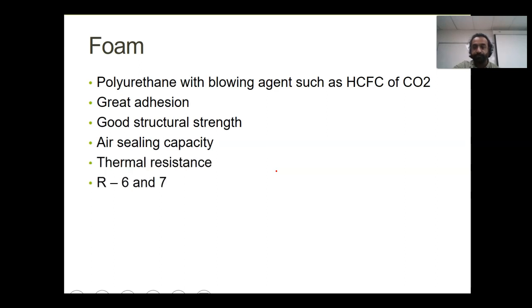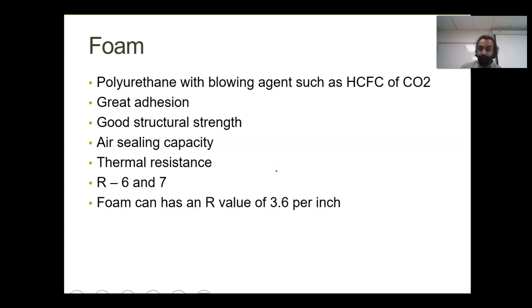The thermal resistance, R value between 6 and 7, and that's per inch. Foam can have the R value of 3.6 per inch. So if you have 2 inches of that, probably can be 6 to 7.